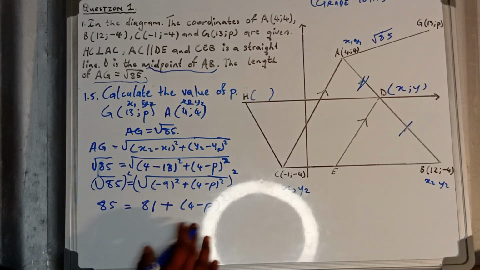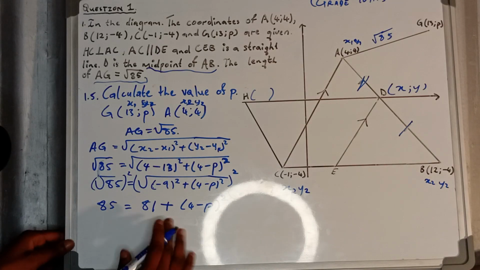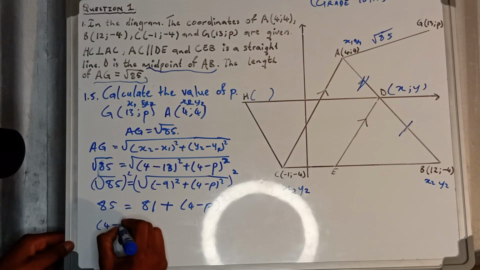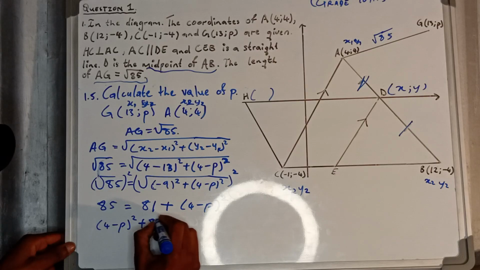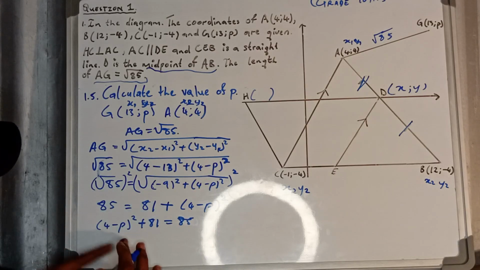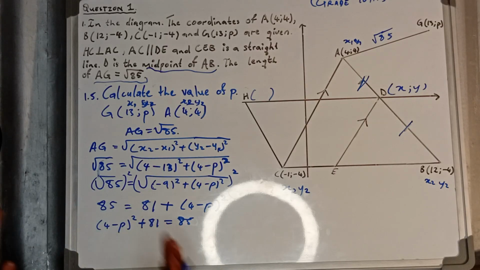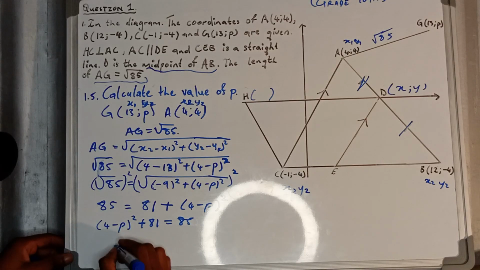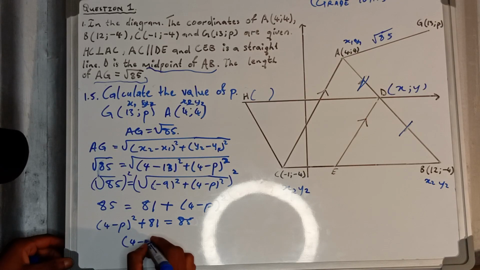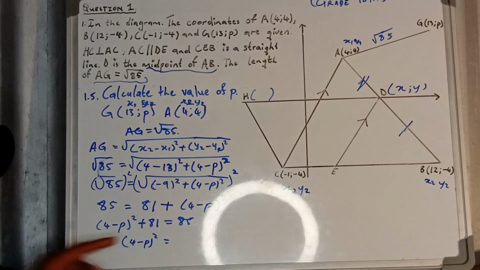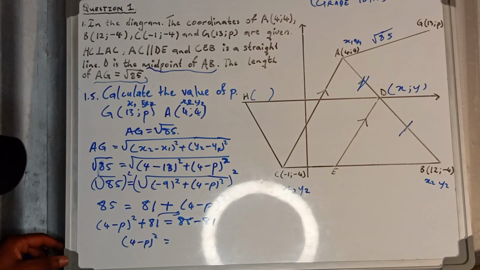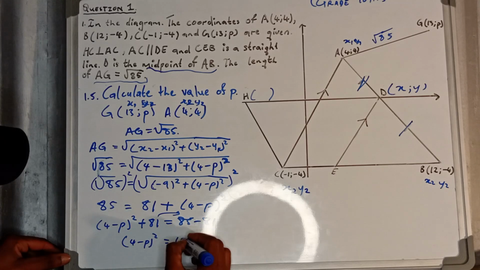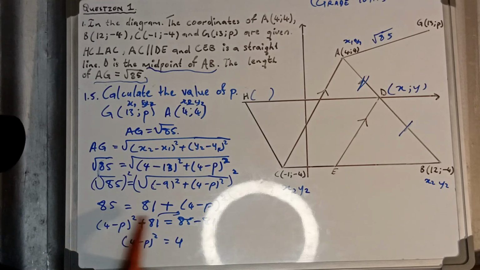Then let us put this in standard form. That will be 4 minus p, all squared, plus 81 equals 85. I haven't changed anything, I just put this in standard form. On this side we are left with 4 minus p, all squared, equals 85 minus 81, which is how much? 4. Okay, let us square both sides now.